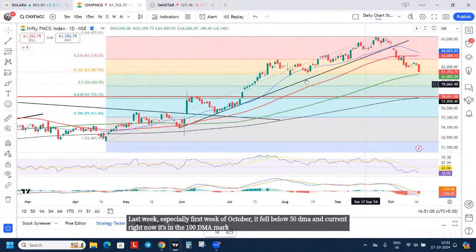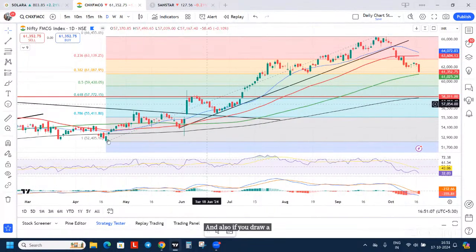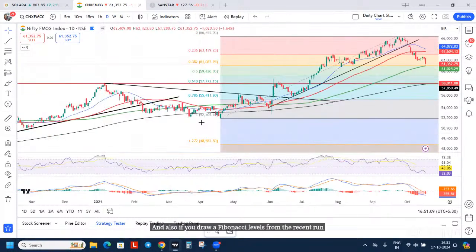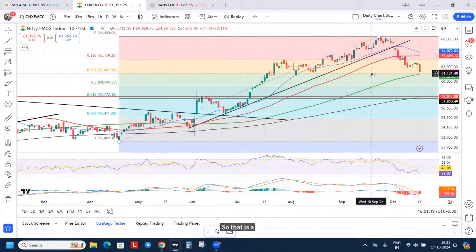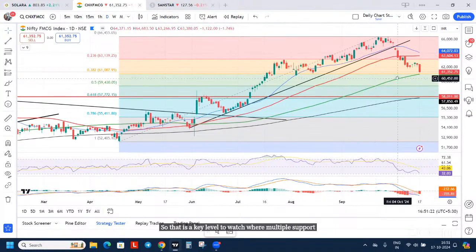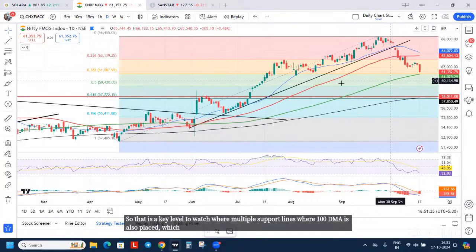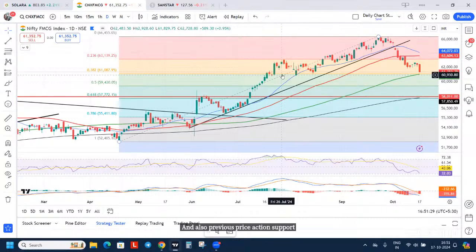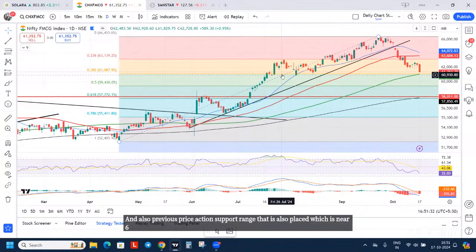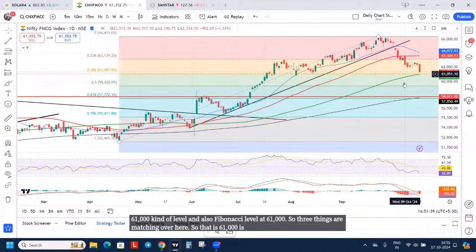And if you draw Fibonacci levels from the recent run up, the 38.2% retracement comes near the 61,000 kind of level. That is a key level to watch, with multiple supports. The 100 DMA, the green line over here, is placed there, the previous price action support range is near 61,000, and the Fibonacci level is also at 61,000. So three things are matching over here. That is why 61,000 is a key level to watch.